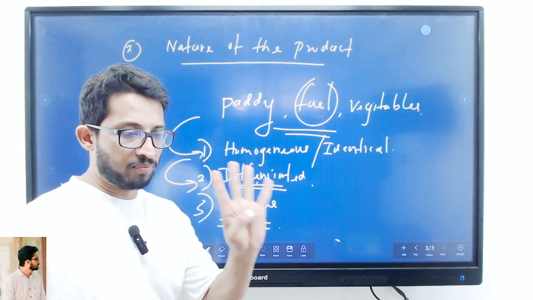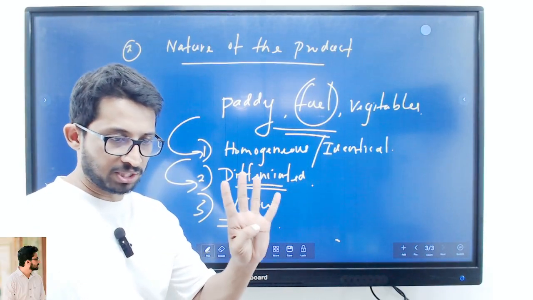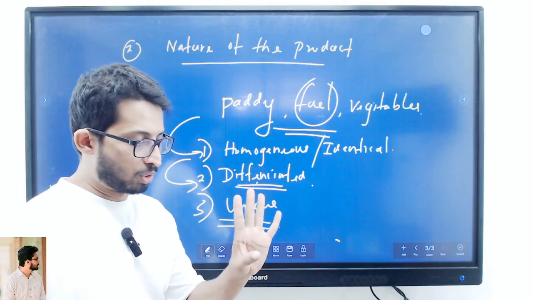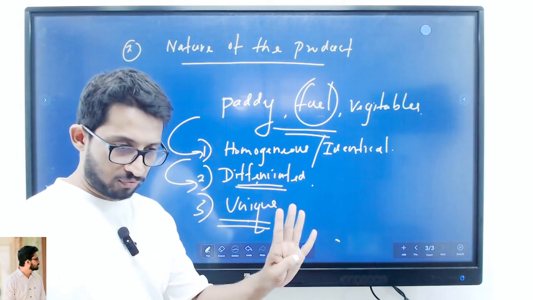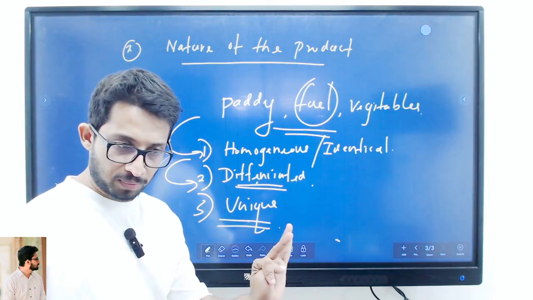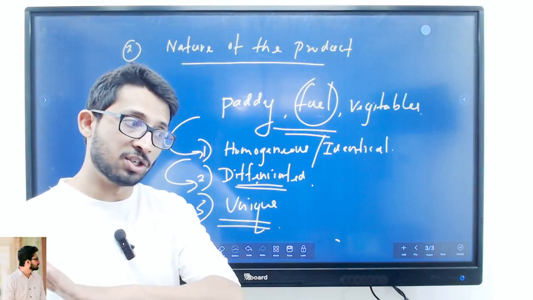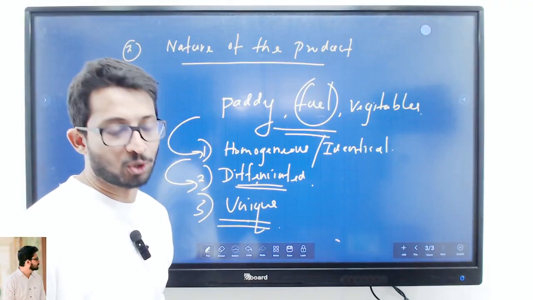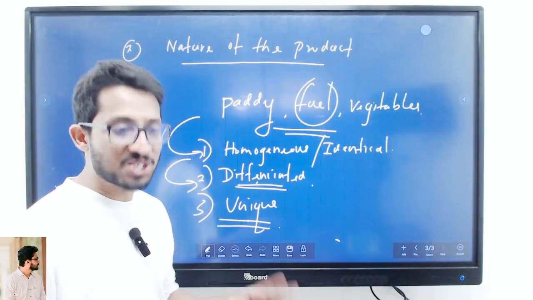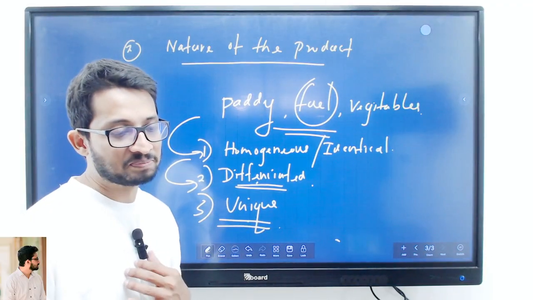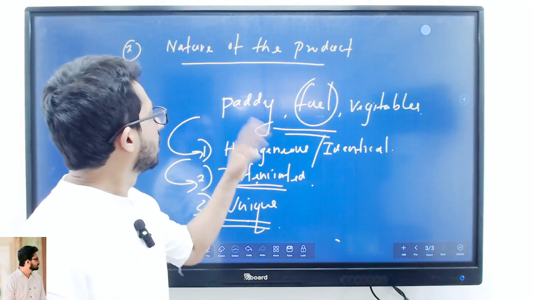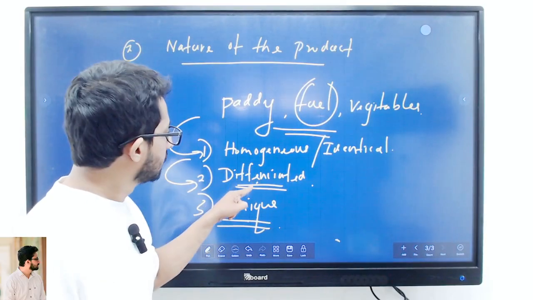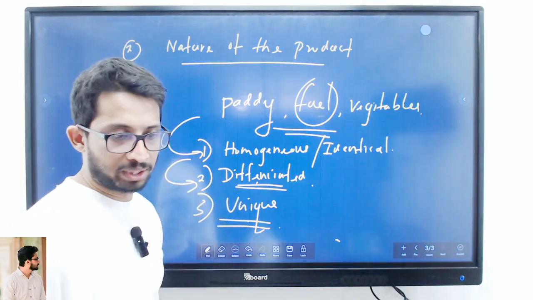there are four main dimensions to categorize markets. First one, number of sellers. The number of sellers can be one firm, a few large firms in the industry, or a large number of small firms, like paddy. When it comes to the nature of the product, a product can be homogeneous, differentiated, or unique.